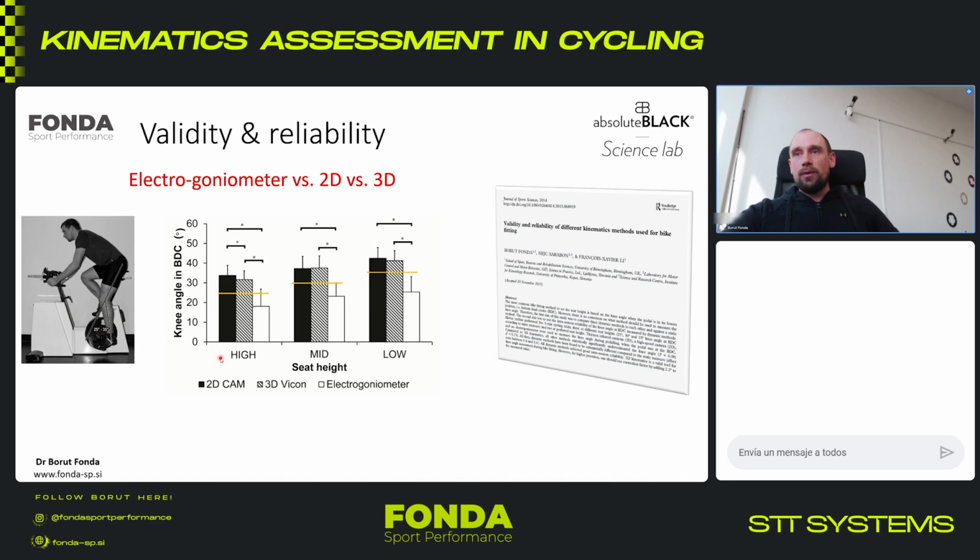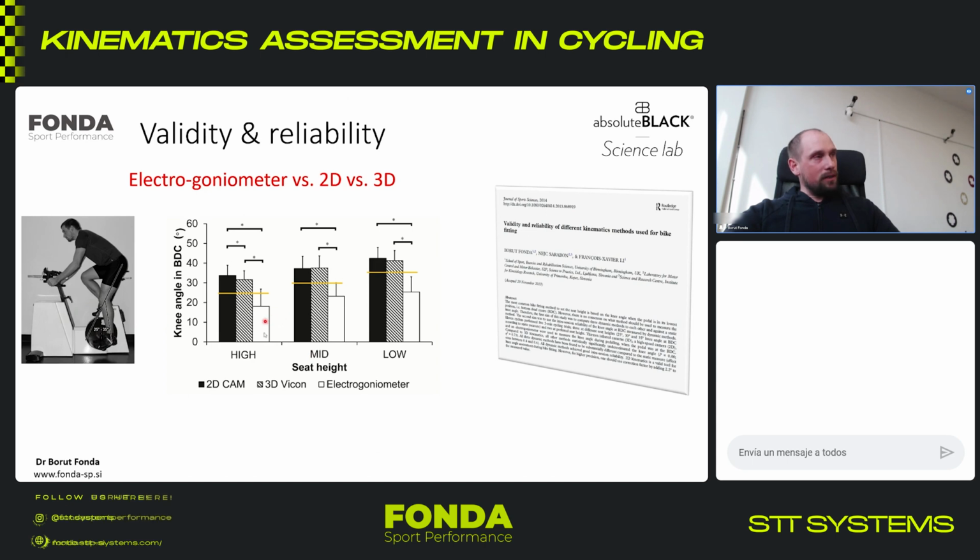And then we recorded that dynamically using the 2-dimensional high-speed camera, then a 3D Vicon camera system, which at the time was state-of-the-art, 13 cameras, very, very accurate and reliable. And we used an electrogoniometer. So what I want to show you is basically there's a difference between every single method you're using during the same trial, acquiring at the same time, just with different systems.